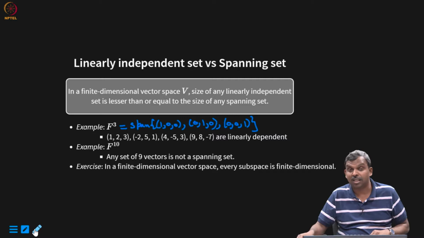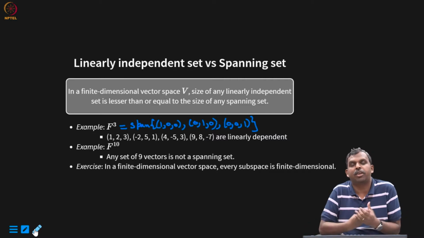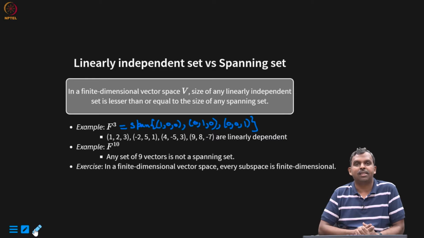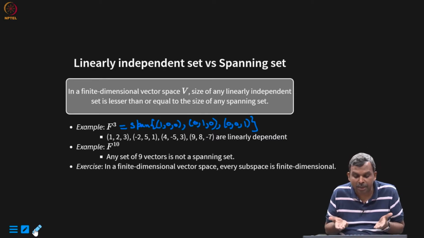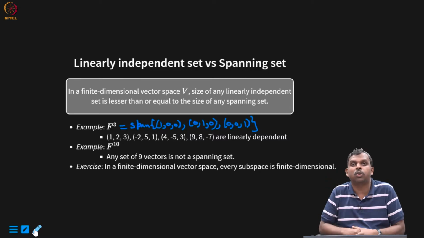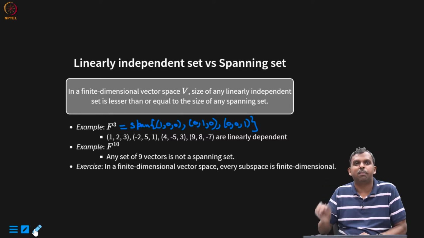So, we know that there is a spanning set for F3 with just 3 vectors. So, if I give you a set of 4 vectors, then they cannot be linearly independent. Why is that? Because if they were linearly independent, it would violate this result that you have. The size of a linearly independent set has to be less than or equal to the size of any spanning set. I have a spanning set of size 3, which means the maximum number of linearly independent vectors in F3 has to be only 3.